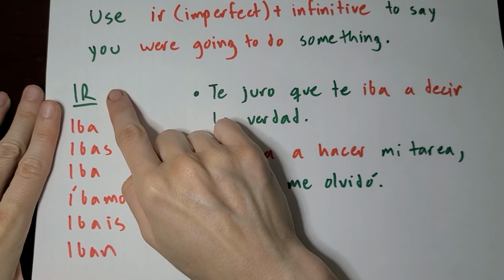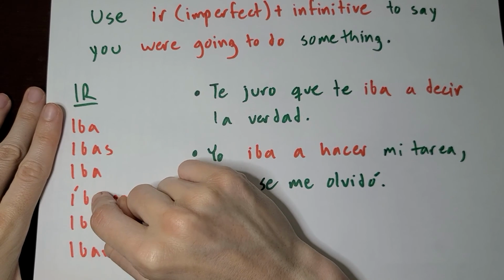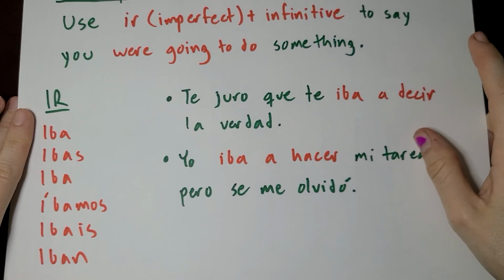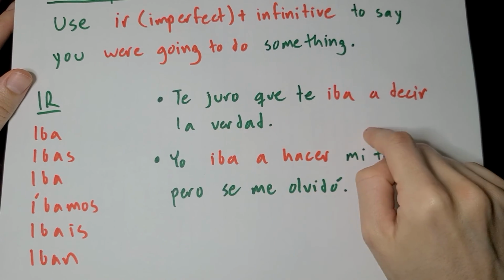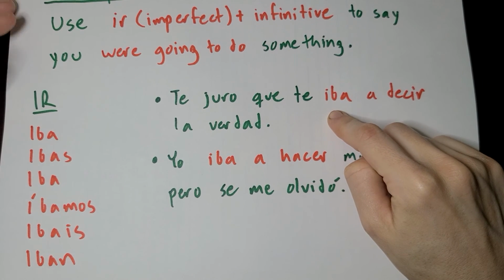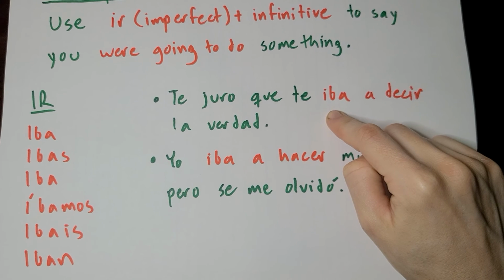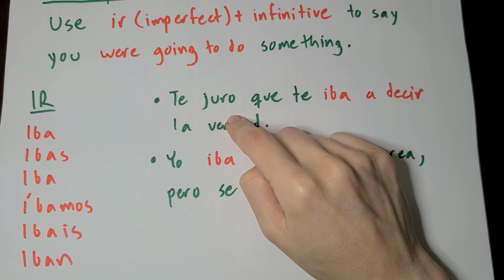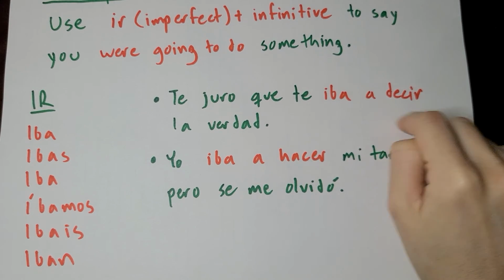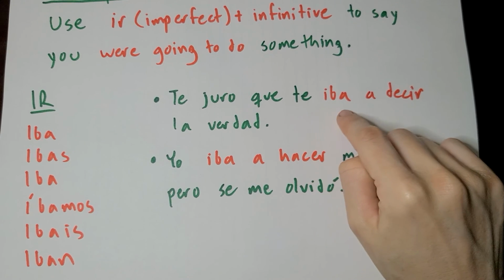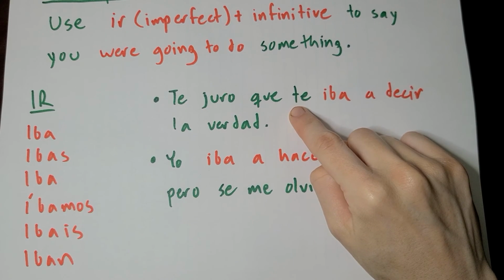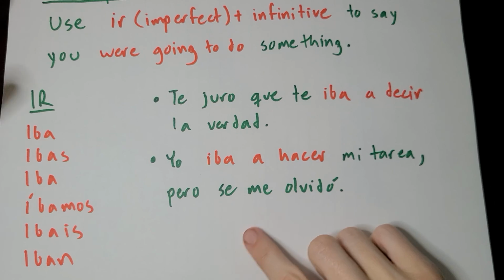Ir, the imperfect form of ir is iba, ibas, iba, íbamos, ibais, and iban. So let's go over a couple examples of this. Te juro que te iba a decir la verdad. So decir, that's the infinitive to say. Iba, that's I was going to. That's to go. That's ir in the imperfect tense. Te juro means I swear to you. Te juro que, I swear to you that, te iba a decir, that I was going to tell you. Iba, I was going, a decir, to tell you. Te, la verdad. I swear I was going to tell you the truth.